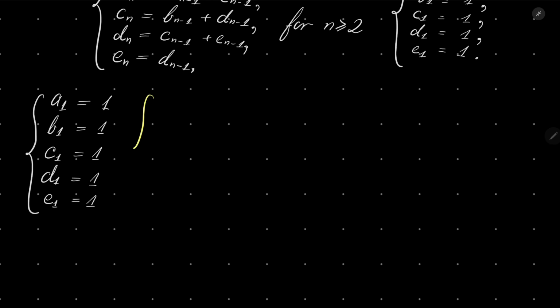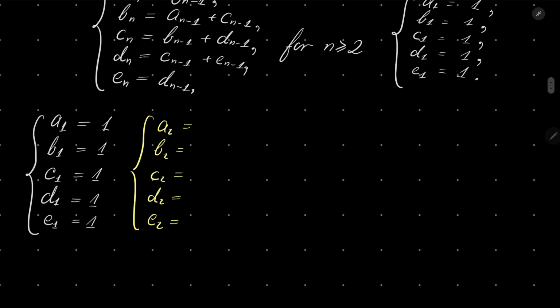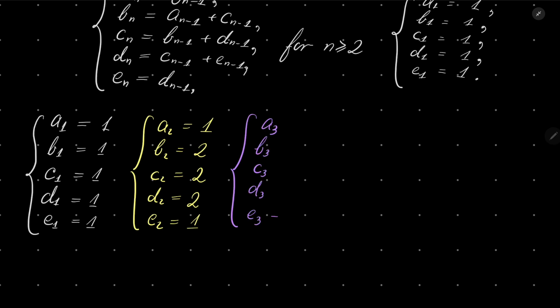Now, what happens for 2? A_2, B_2, C_2, D_2, E_2. Well, A_2 is B_1, so it's 1. What's B_2? B_2 is A_1 plus C_1, so it's 2. What is C_2? It's 1 plus 1, 2 as well. D_2 is 2 as well, and E_2 is 1. Nothing obvious yet. Next, A_3, B_3, C_3, D_3, E_3.